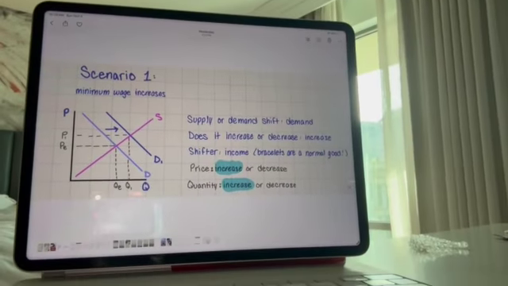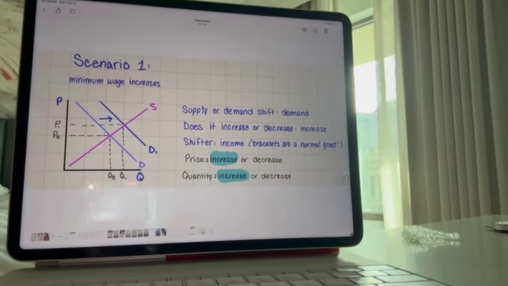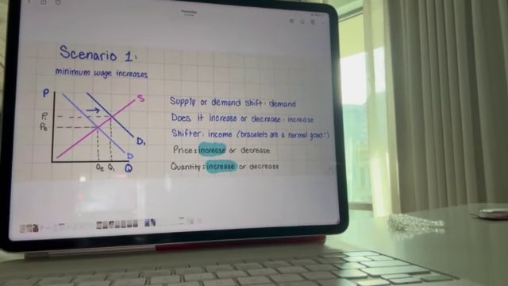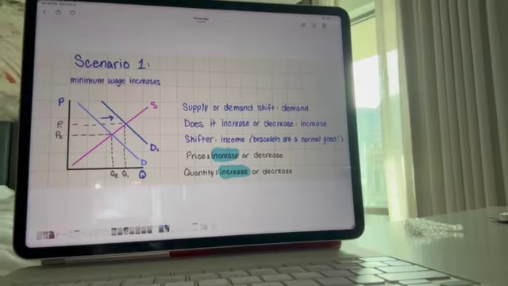The demand curve shifts as it increases, and the shifter is income, as bracelets are a normal good. The price at equilibrium increases, and the quantity at equilibrium as well increases.